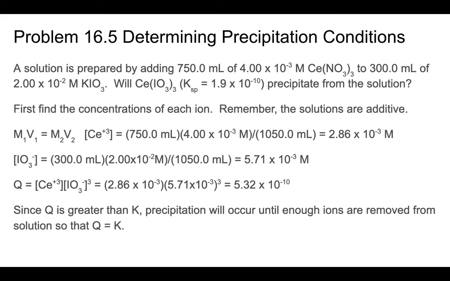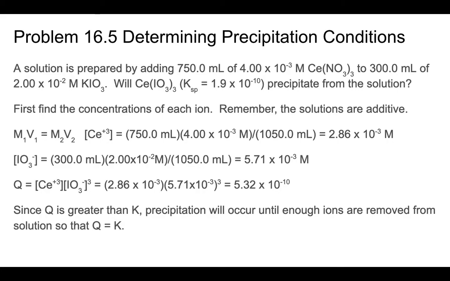But adding two solutions together, you know the volumes are going to change, so the molarities are going to change. So I've already worked out the algebra. It's 750 times 4 times 10 minus 3 divided by 1050, 300 plus 750. So the molarity of cerium ion is going to be 2.86 times 10 minus 3 molar. Likewise, doing the same kind of math on the iodate, the molarity of the iodate is going to be 5.71 times 10 minus 3 molar.